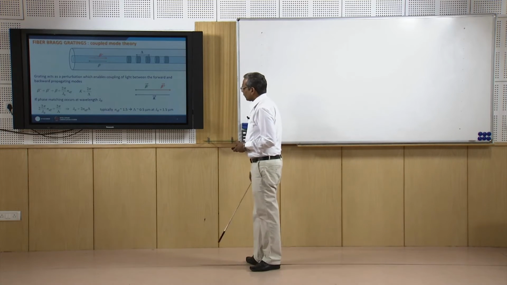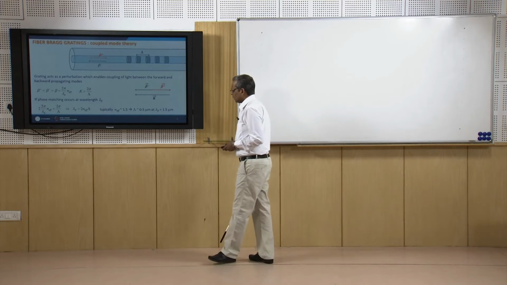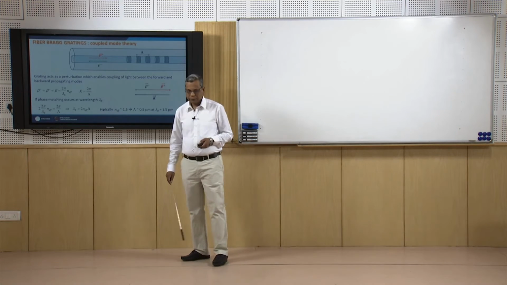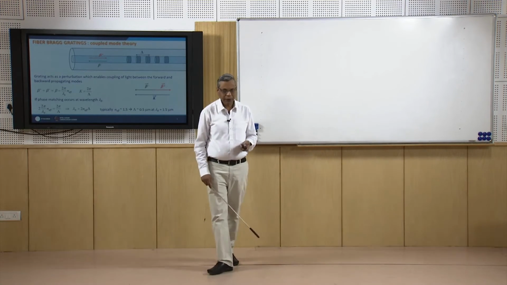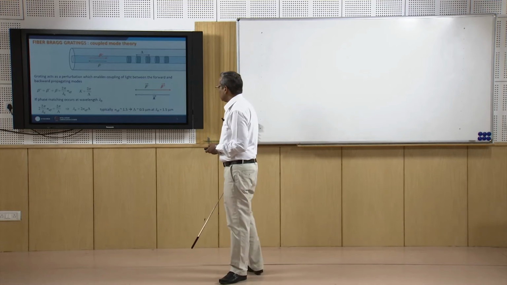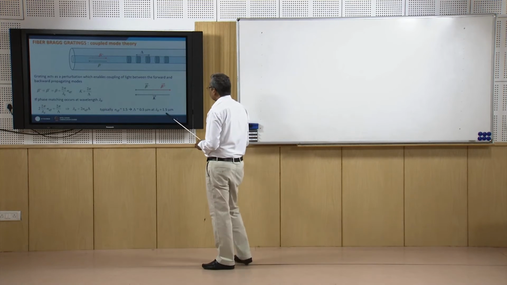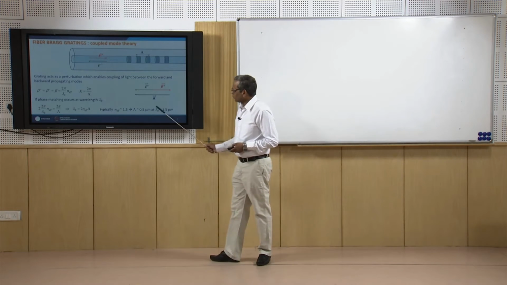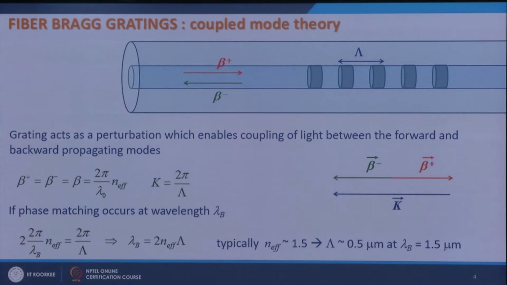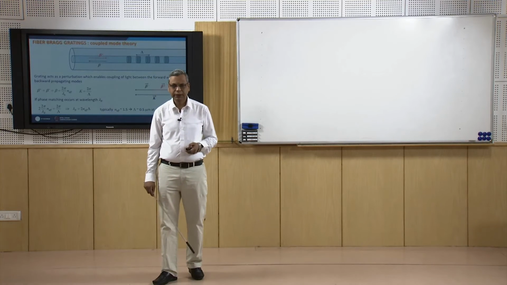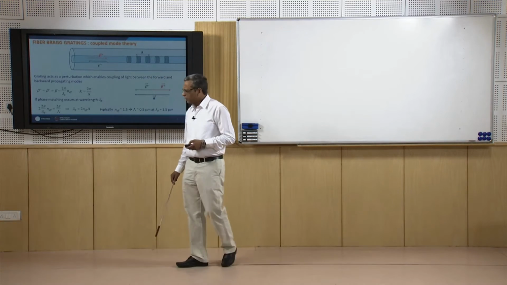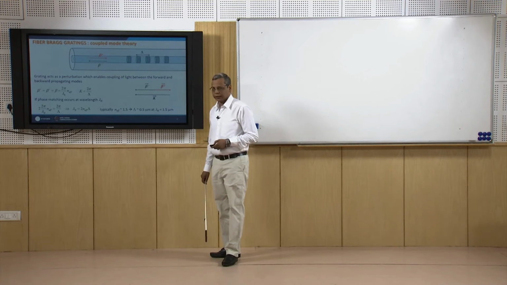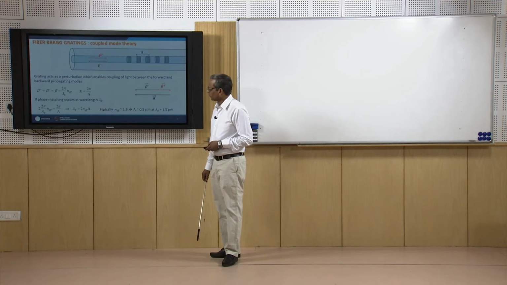Typically, if I take a silica glass fiber, n effective is of the order of 1.5, typical value 1.5, and if I consider the Bragg wavelength as 1.5 micrometer, then the periodicity required is about 0.5 micrometer. So, these are sub-micron gratings, so this periodicity is really very small. That is why these Bragg gratings are also known as short period gratings.